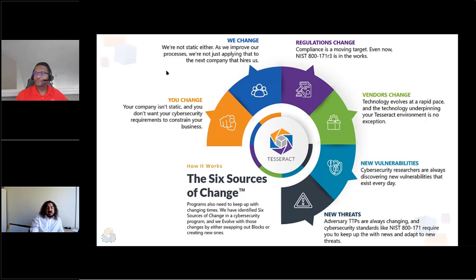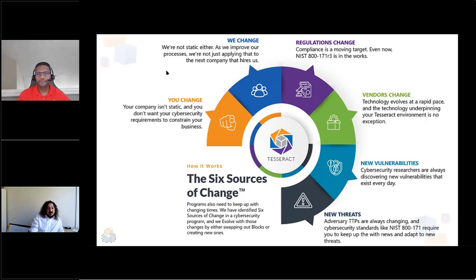Regulatory changes, right? So CMMC, for example, is frozen on 800-171 R2, but 800-171 R3 is out there. It's going to be the standard at a certain point. It adds controls, and you're going to want to make sure that you're ready to implement those things because there are things you're going to need to have in place.